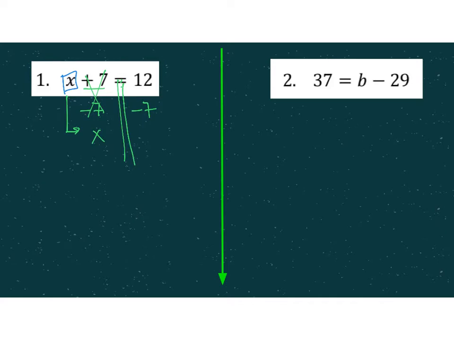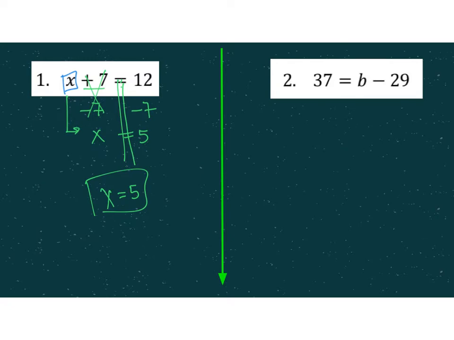On the right-hand side, I would take 12 minus 7. 12 minus 7 is equal to 5. So I end up with x equals 5. Now that was a really basic one-step equation. We're going to try another one-step equation in number 2.